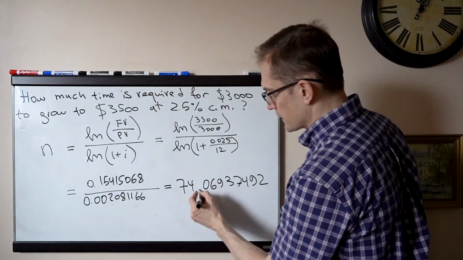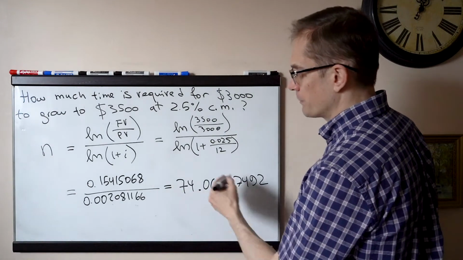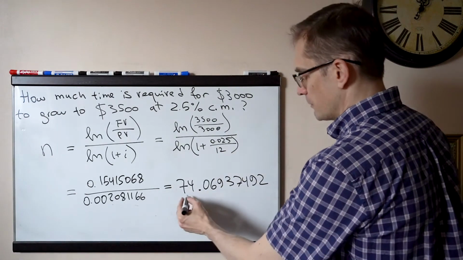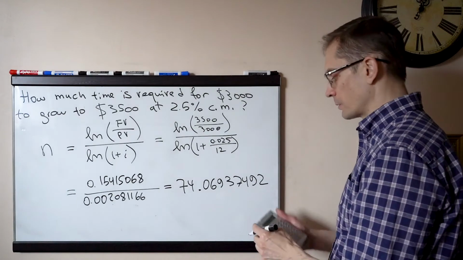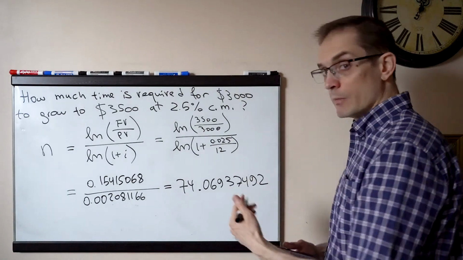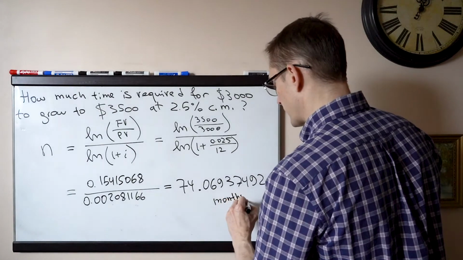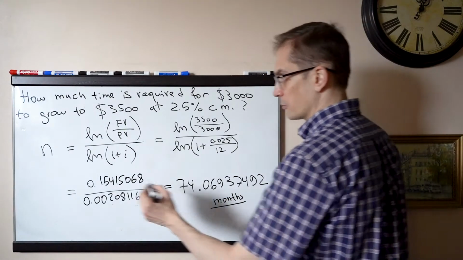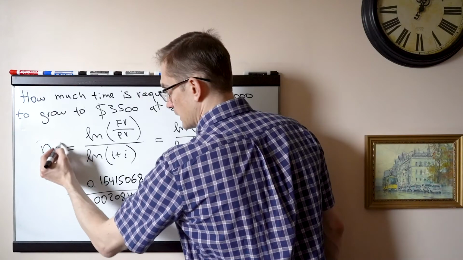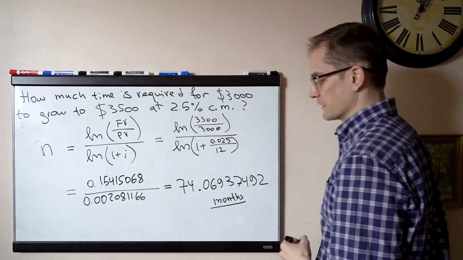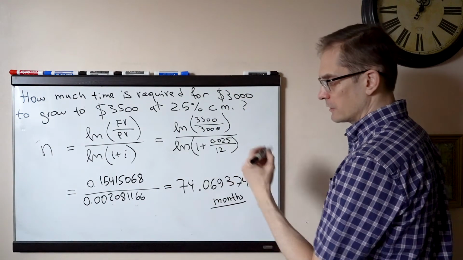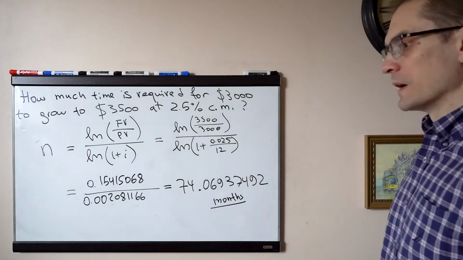What I know for now is that I have 74 periods. Now, what is that period? Basically, this number means it's 74.069 and so on months. So this is the number of months. It's very important to keep in mind that when you use this formula for n, that's the total number of periods. And I got here 74 months.